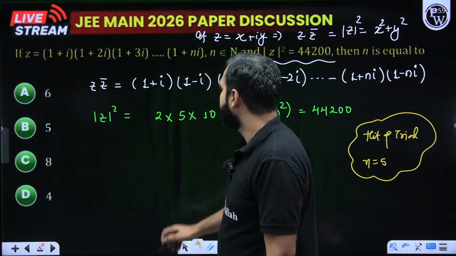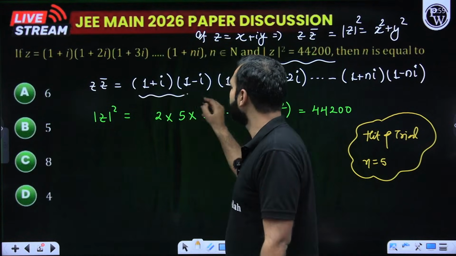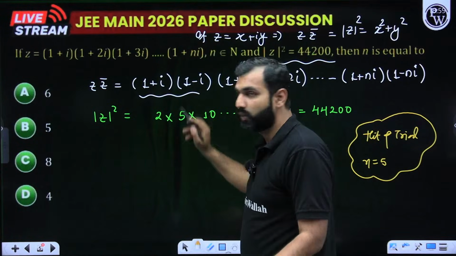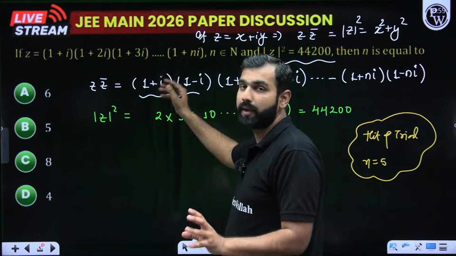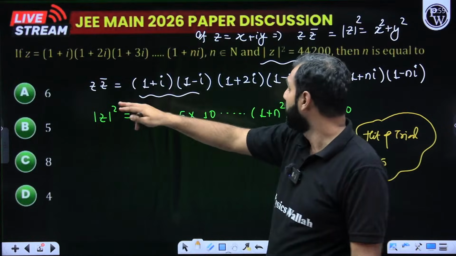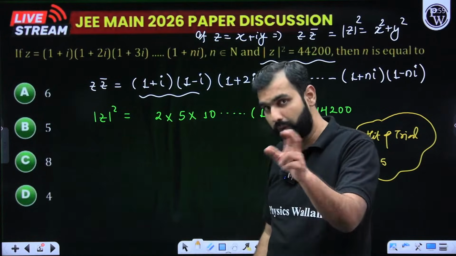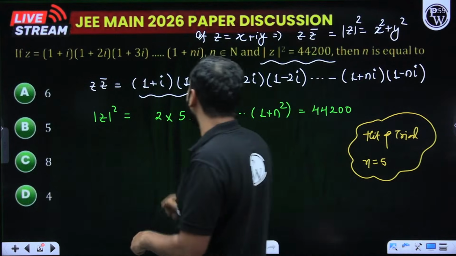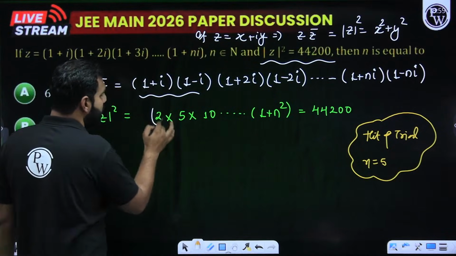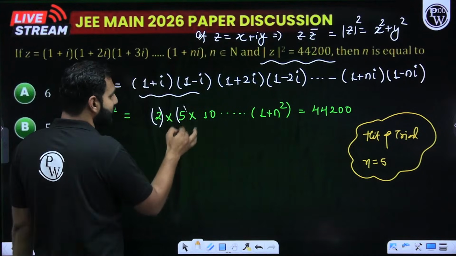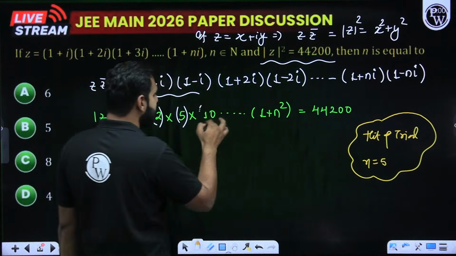So I know z z bar is what? This will give you 1 square plus 1 square. I hope you remember a plus b into a minus b is a square minus b square, but this being an imaginary number gives you a square plus b square. I hope you know that. So this will become 1 square plus 1 square, that is 2. 1 square plus 2 square, that is 5. 1 square plus 3 square, that is 10, and so on.